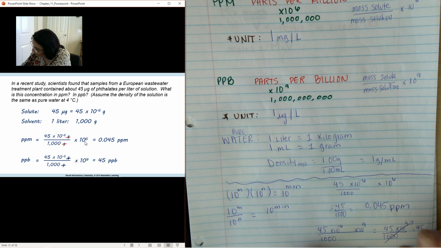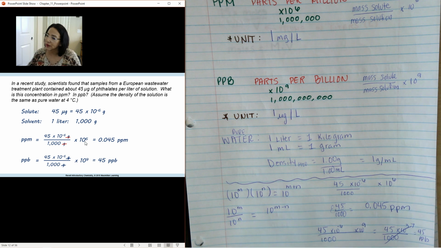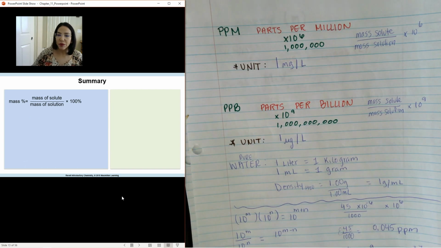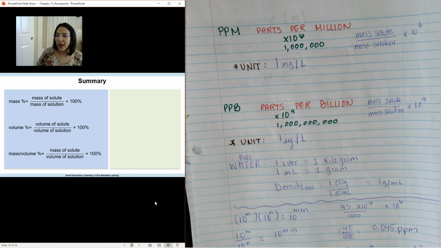parts per billion. Okay. So a quick summary on this part before we move on: our concentrations can be calculated using mass percent, volume percent, mass per volume, and they can be identified with parts per million and parts per billion.